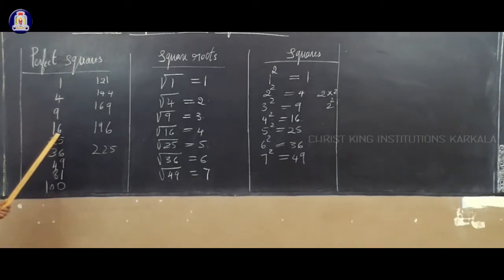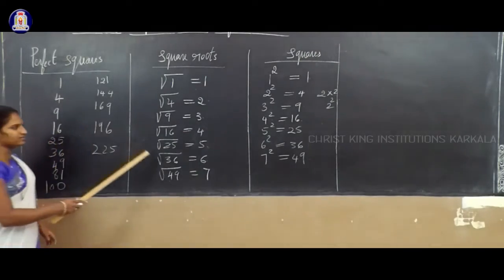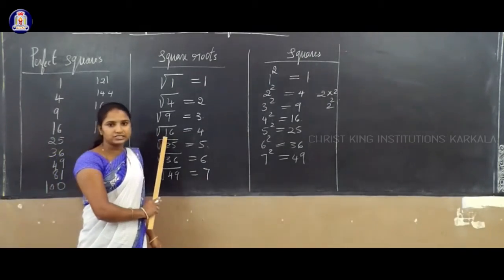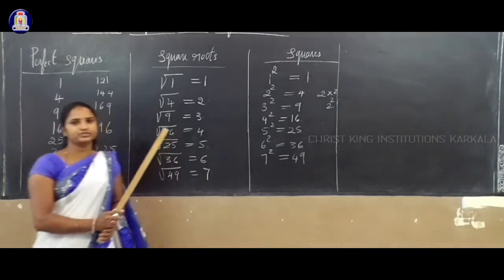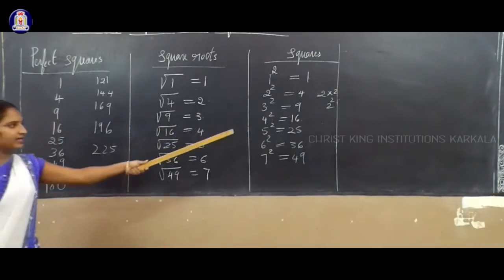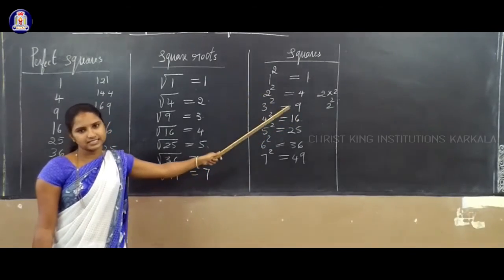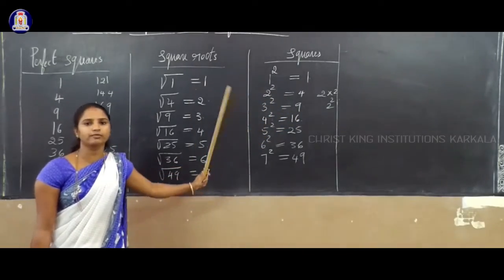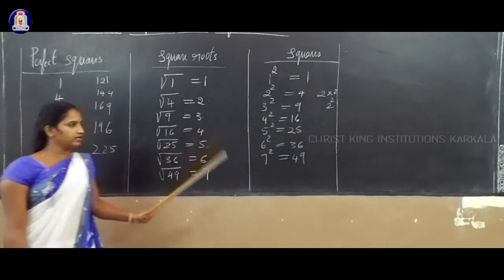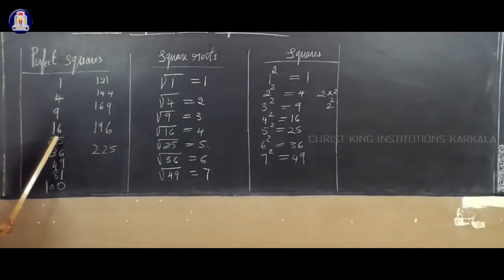16, how will we get? 4 into 4, we get a 16. So what is square root of 16? Root 16 is a 4. So we can write 4 square is a 16. 4 square is 16. Means 4 into 4 means we get a 16. Clear? So next 25. 25 is a perfect square.